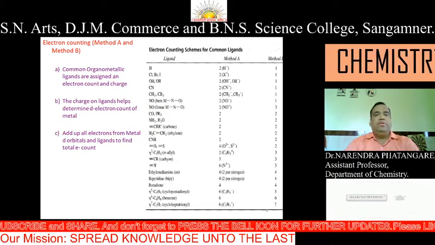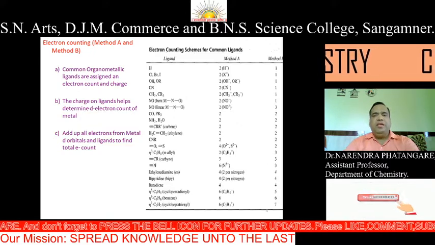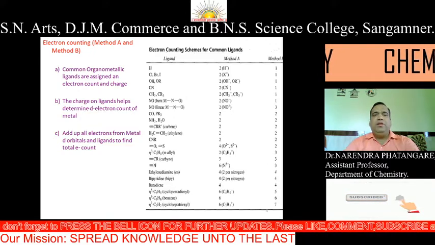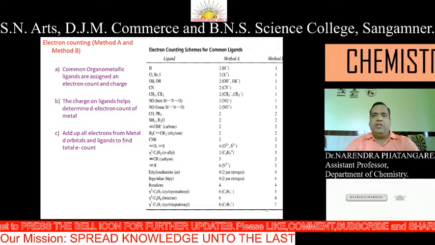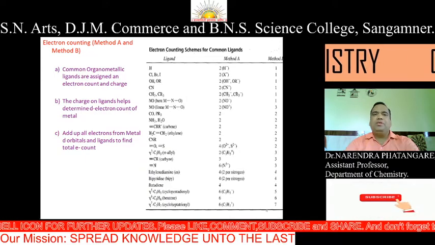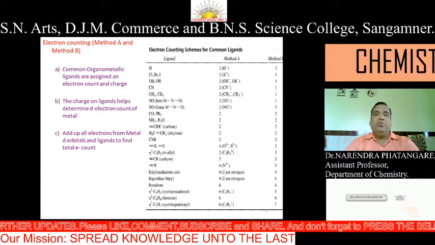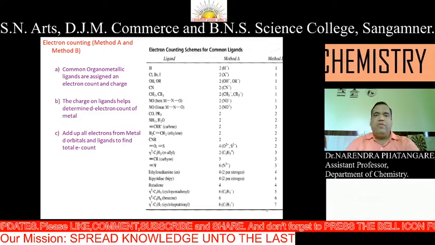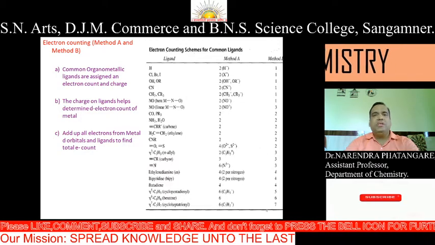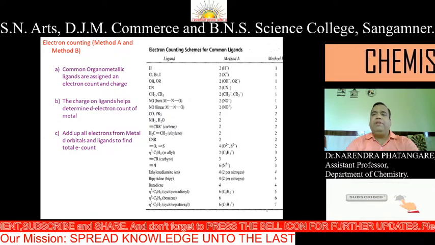Then the electron counting methods. There are two important methods, method A and method B. Method A is called the donor pair method and method B is called the neutral ligand method. In the donor pair method, we consider the oxidation state of the metal atom, while in the neutral ligand method, there is no requirement to consider the oxidation state of the metal. That is the major difference between method A and method B.